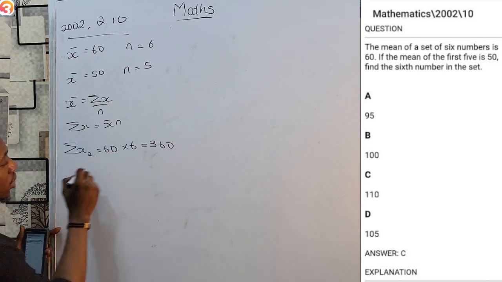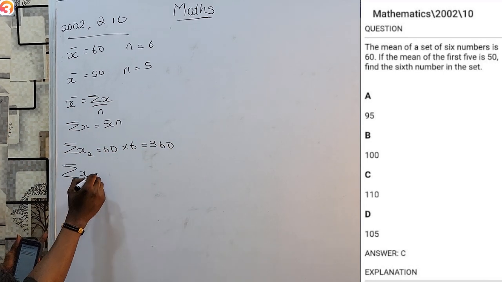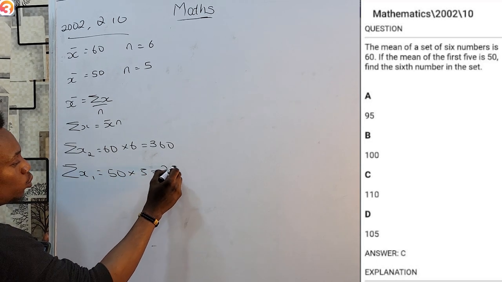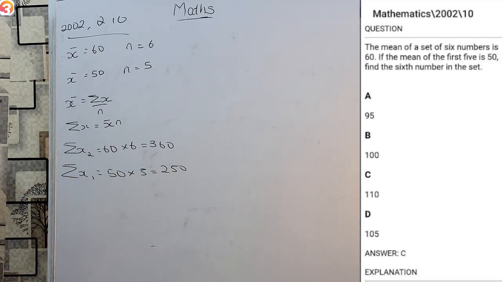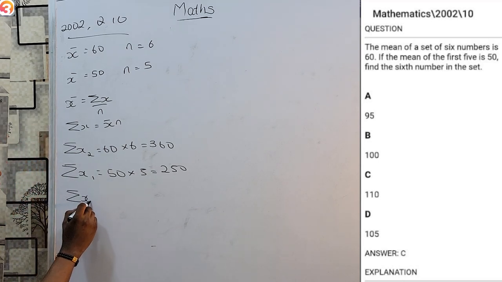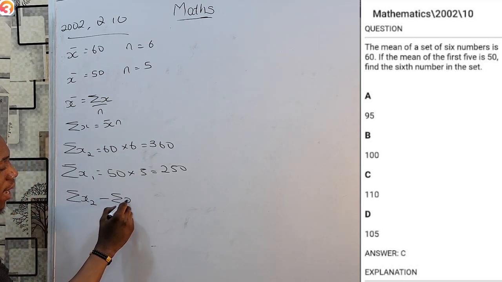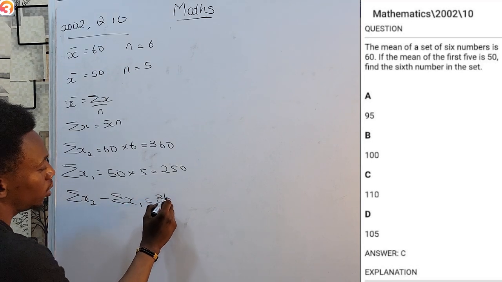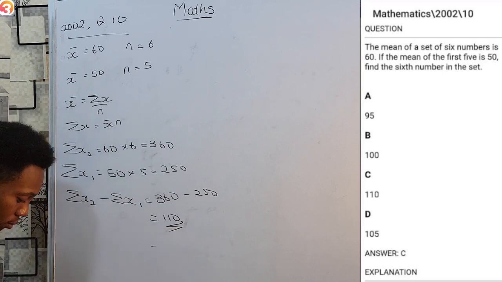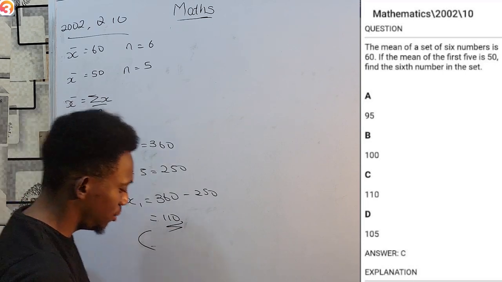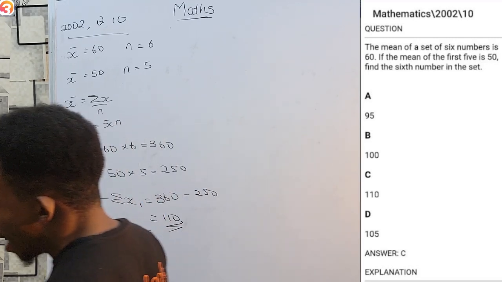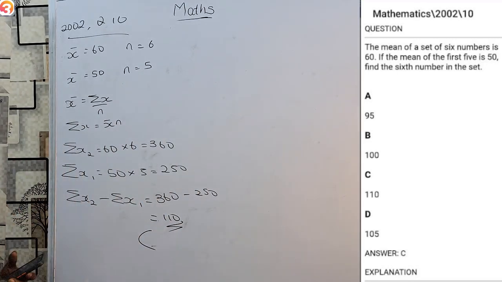Which is 360. Summation x1 will be the mean 50 times 5, which is 250. Automatically, to get the number that was added becomes the summation x2 minus summation x1. 360 minus 250, that is 110. And that is option C. So you do see, the questions are as simple as can be. All right.